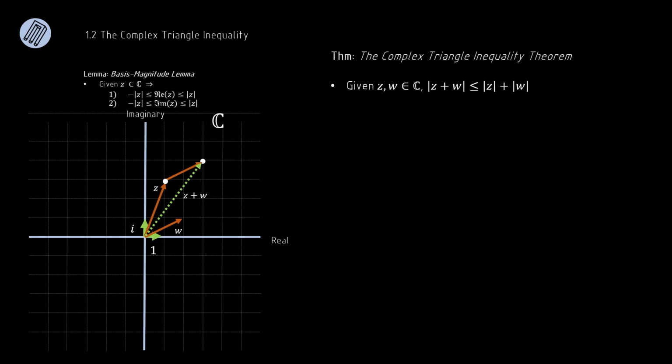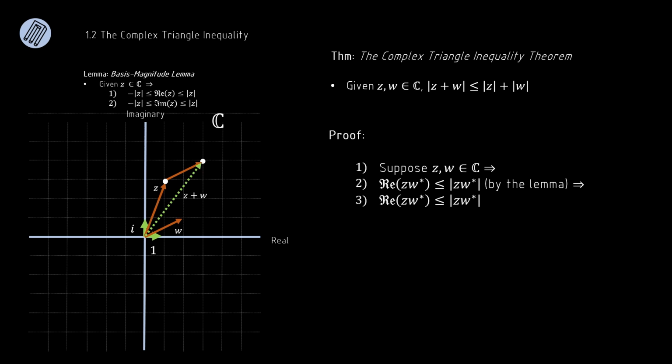Now that we have the lemma, we can get on to proving the complex triangle inequality theorem. Here's the proof. Suppose we have z and w in the complex plane. Then the real part of z times the conjugate of w is less than or equal to the magnitude of z times the conjugate of w. We just showed this from our lemma. In an earlier video, we showed that the magnitude of z times the conjugate of w is just equal to the magnitude of z times the magnitude of w.